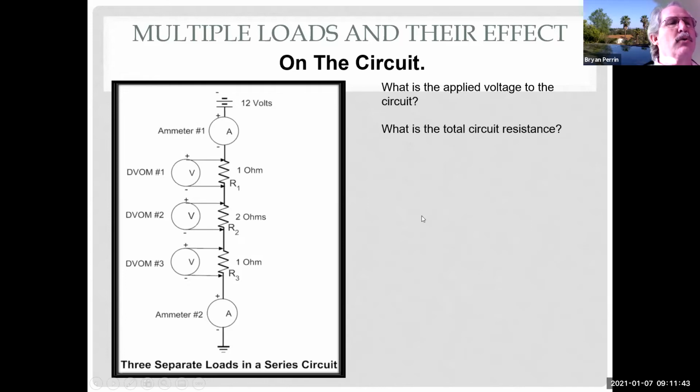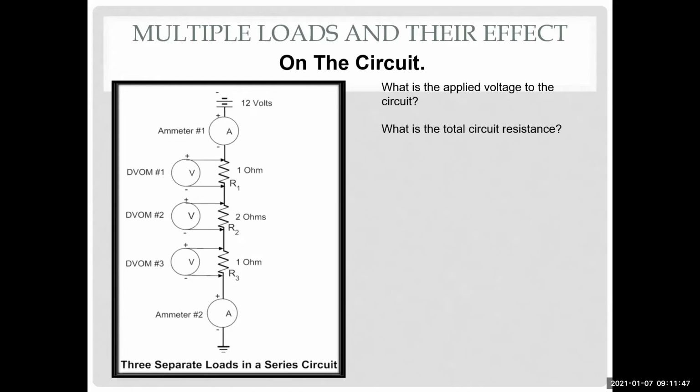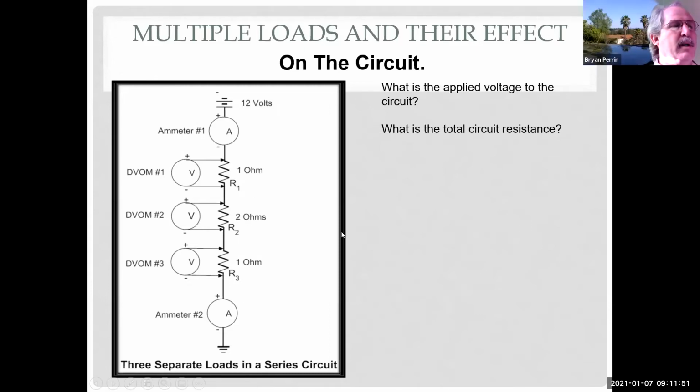What is the total circuit resistance? 4 ohms, right? 1 plus 2 plus 1 is 4, at least when I went to school. So 4 ohms. That's a series circuit, Mr. Brian. Right? So I got total resistance is 4 ohms.